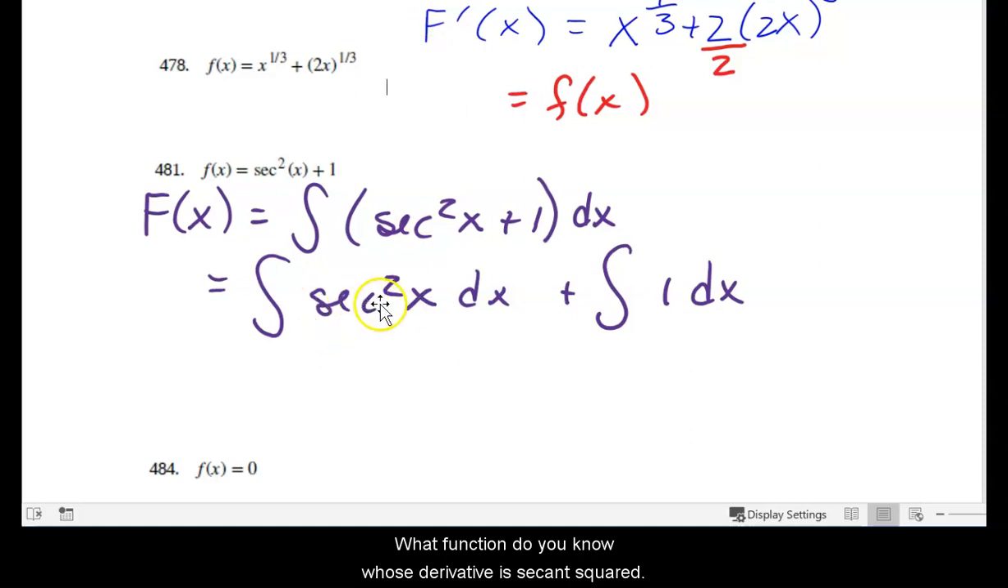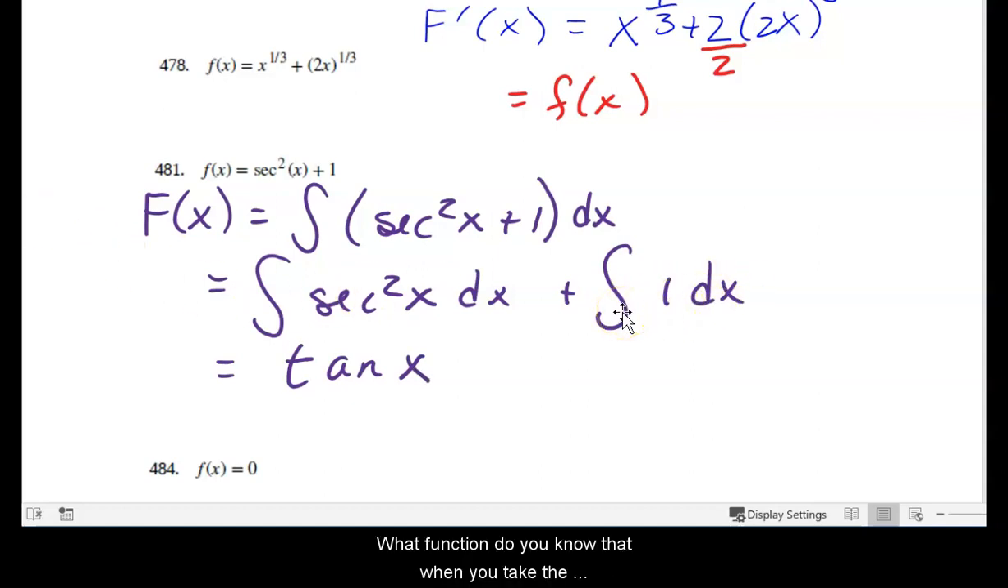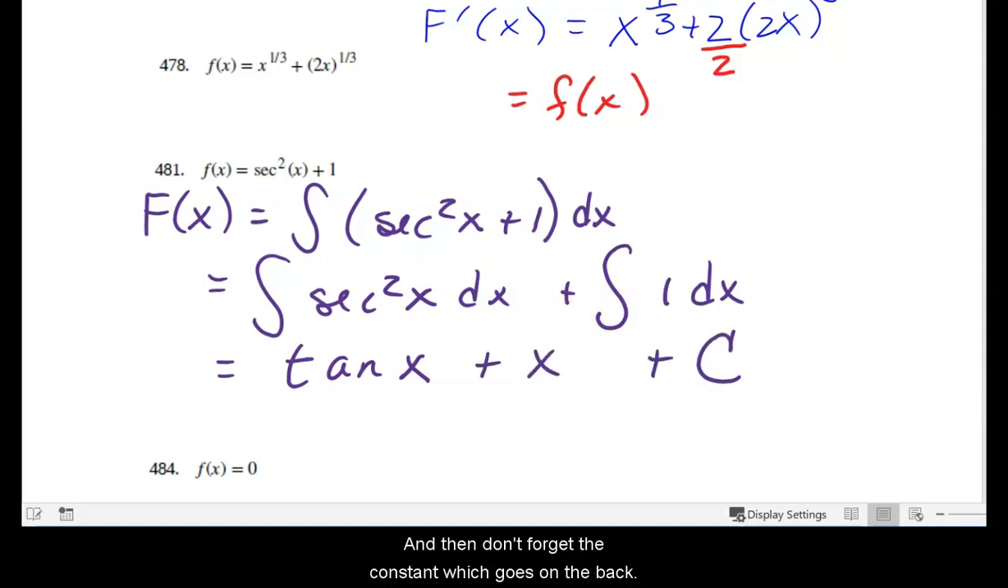What function do you know whose derivative is secant squared? That's right, it's tangent. This would give me the tangent of x. How about undoing this one? What function do you know that when you take the derivative, you just get 1? That's right, it's got to be x. And then don't forget the constant which goes on the back.